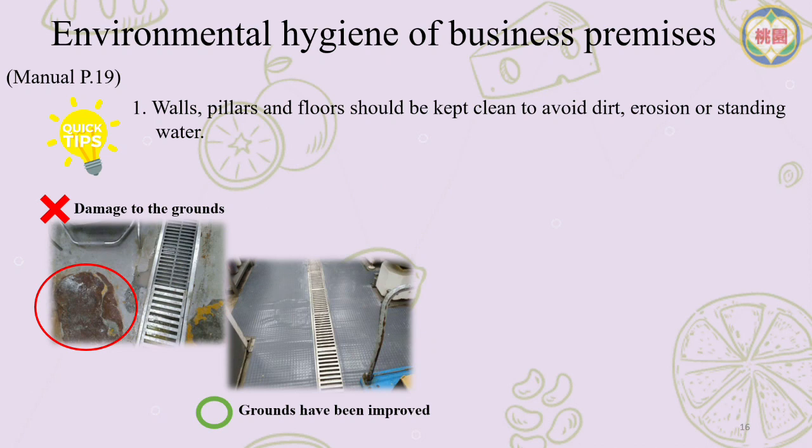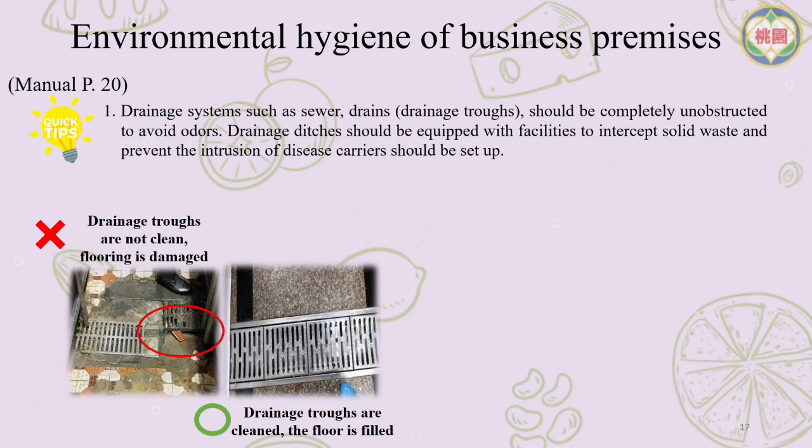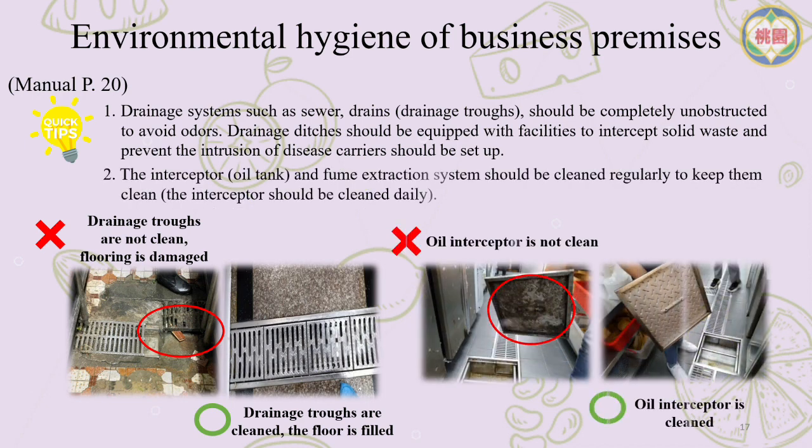The walls, pillars, and floors should be kept clean to avoid dirt, erosion, or standing water. Floors or ceilings should be kept clean to prevent the growth of mold, spalling, dust, dirt, or condensation. Moreover, the drainage system such as sewer drains should be completely unobstructed to avoid odors. Drainage ditches should be equipped with facilities to intercept solid waste, and facilities to prevent the intrusion of disease carriers should be set up. The interceptor and fume extraction system should be cleaned regularly to keep clean. The interceptor should be cleaned daily.